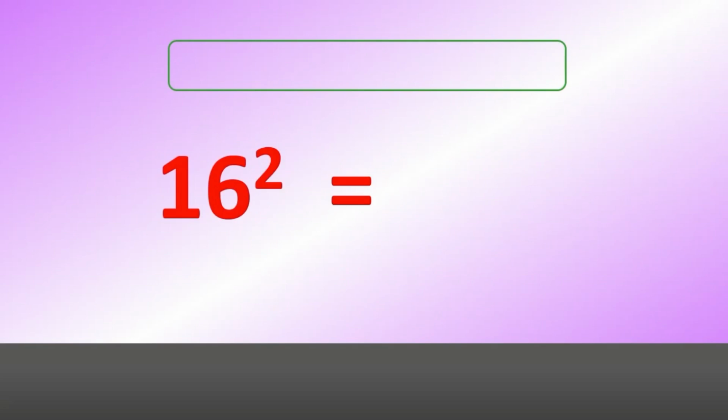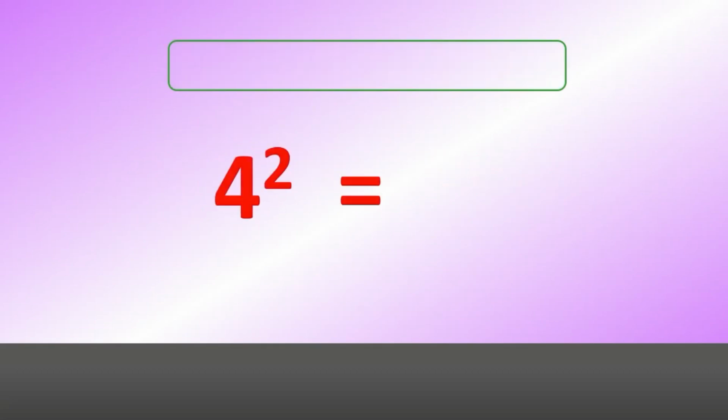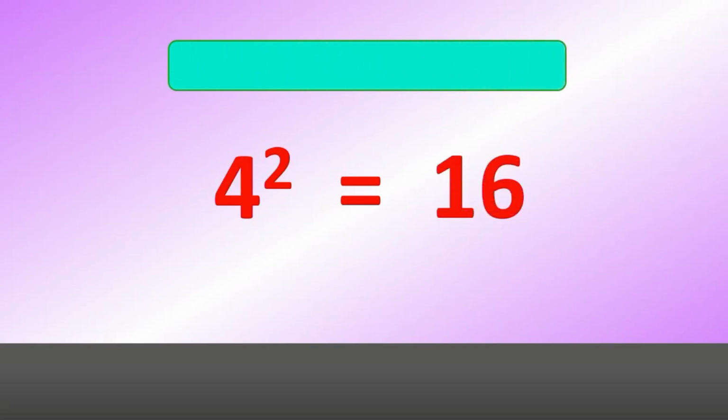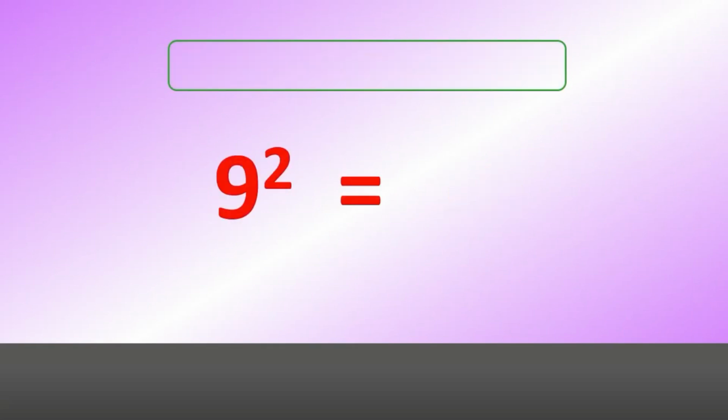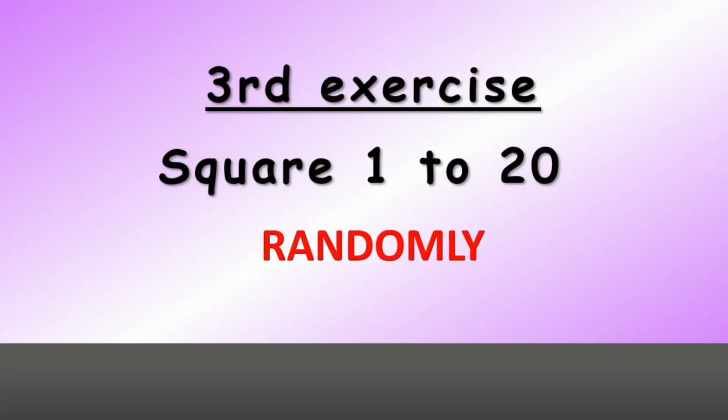16 squared is 256. 4 squared is 16. 9 squared is 81. Third exercise. Square 1 to 20 randomly.